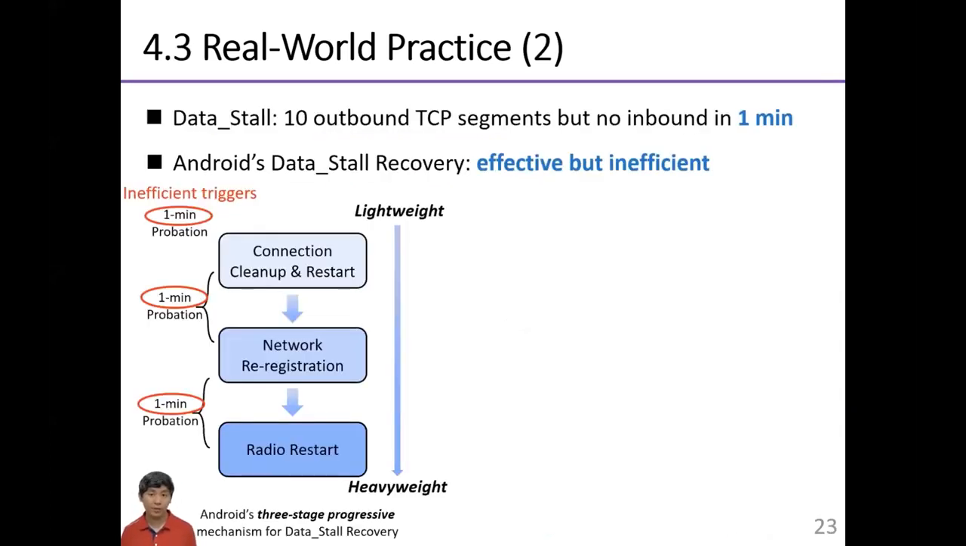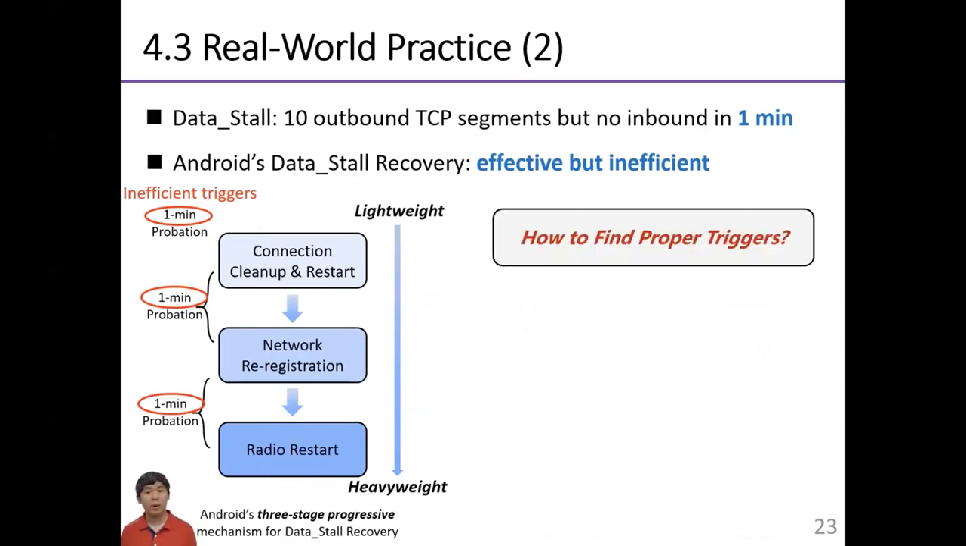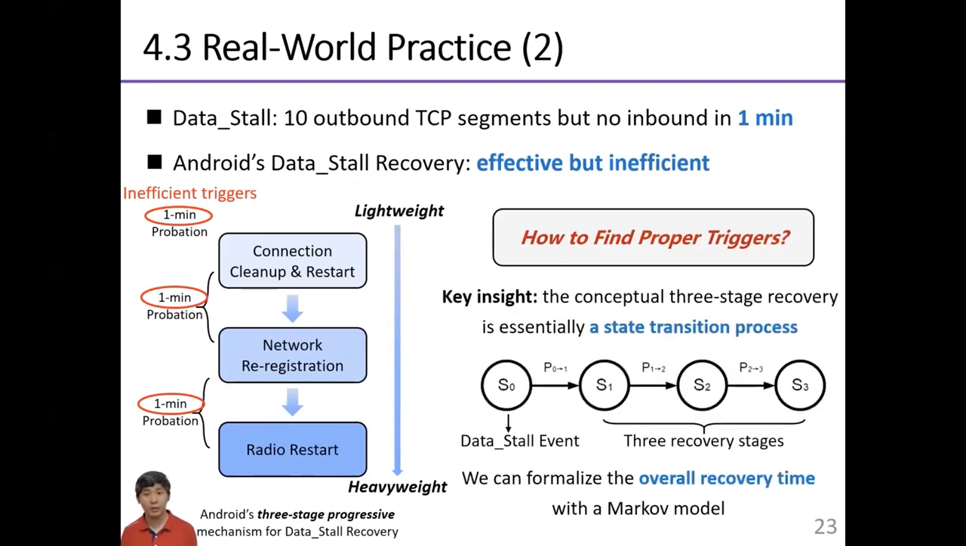For our second attempt of enhancing cellular reliability, we target the data store recovery mechanism in Android, as the original fixed time trigger is rather inefficient in practice. So how to find more proper time triggers? Our key insight is that the conceptual 3-stage progressive recovery in Android is essentially a state transition process. Therefore, we can formalize the overall recovery time with a Markov model based on the time triggers we use.